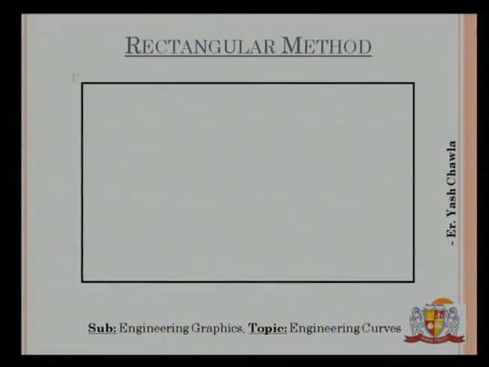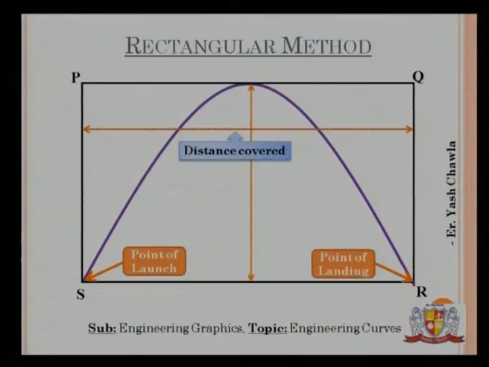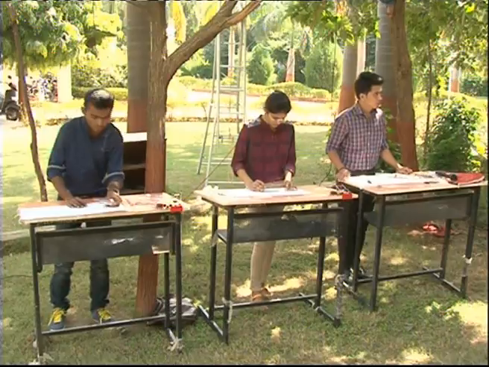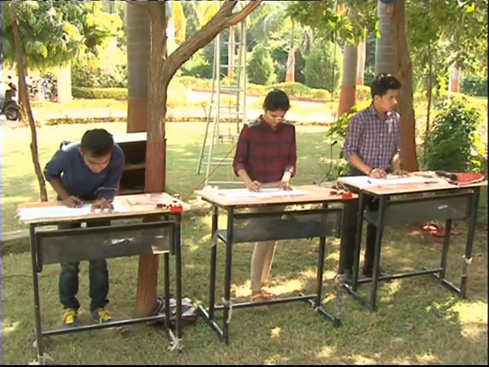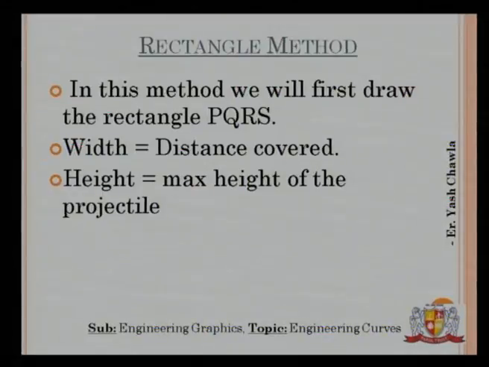Now we will draw it on the sheet. We will draw a rectangle which we will take as 15 and 30, 15 centimeters wide and 30 centimeters broad. Please begin with that. Width will be equal to the distance covered and height will be equal to the maximum height attained by the projectile.